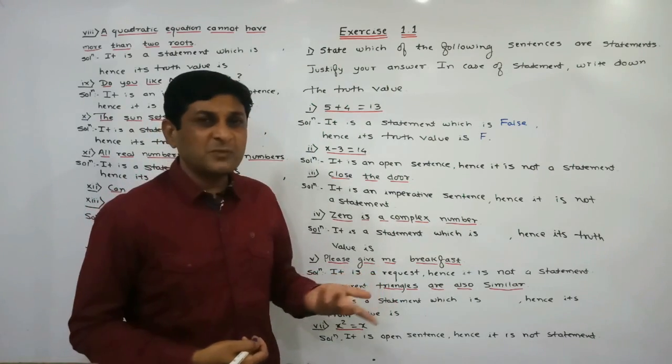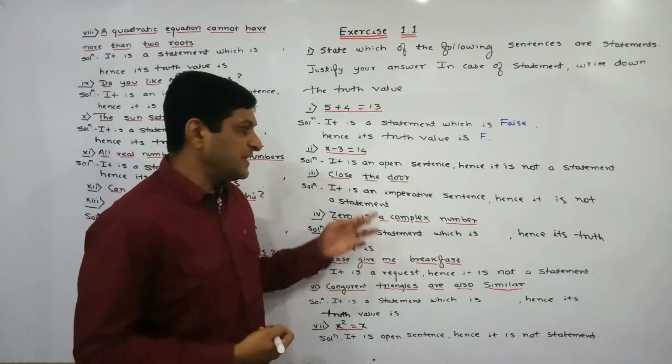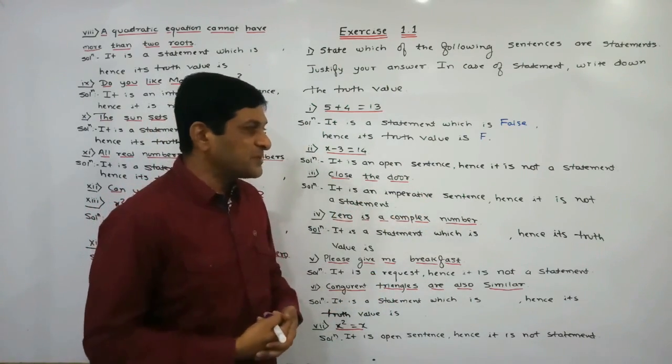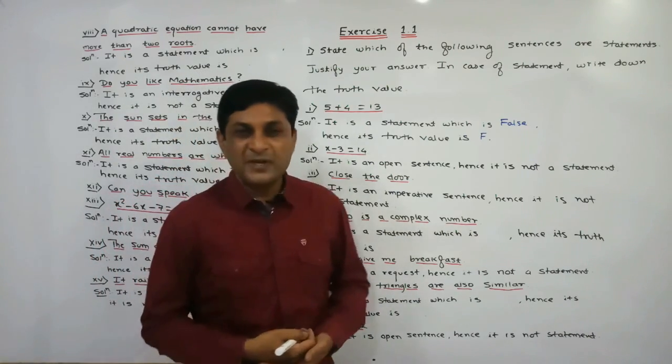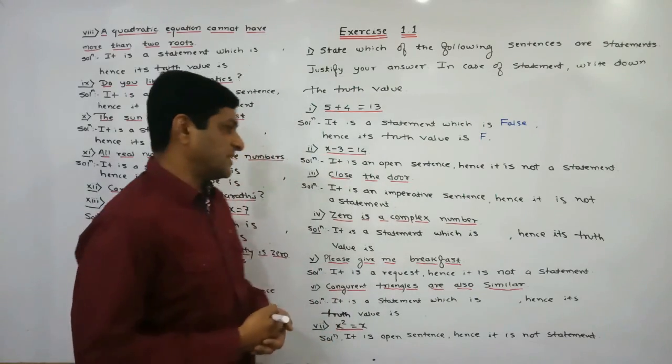Close the door is nothing but what? An order. Such types of sentences are called imperative sentences, and in such cases we are not able to find out the truth value, hence we can say that it is not a statement.